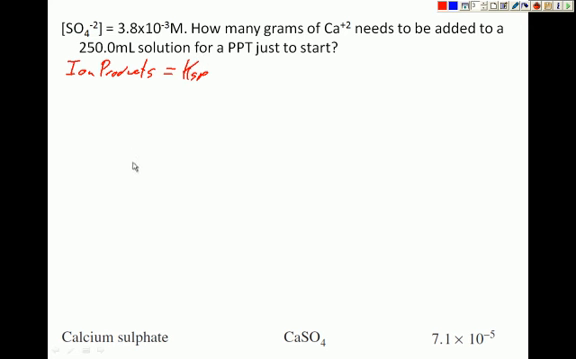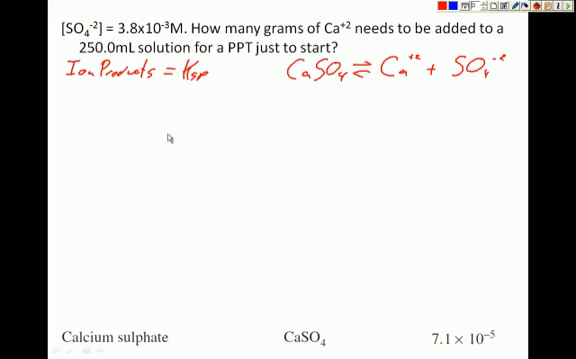the point at just where a precipitate is just starting to form. Okay, so the first step that we're going to do is, well, we'll write a little formula right here. So again, CaSO4, and that's going to be Ca. Okay, so here's our formula. It's a 1 to 1 to 1 ratio.